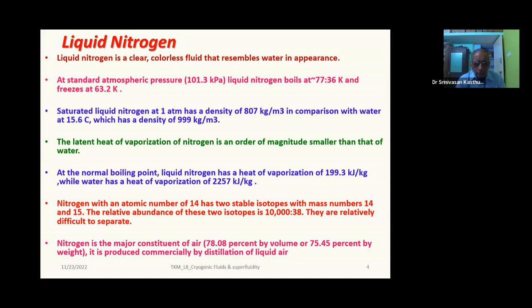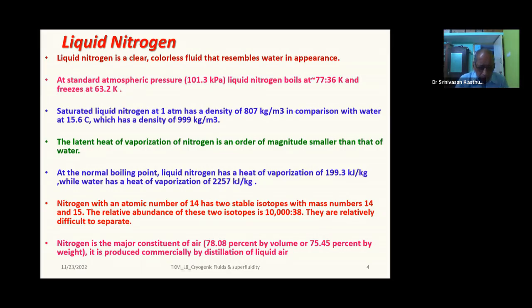Nitrogen has an atomic number of 7 and two stable isotopes with mass numbers 14 and 15. The relative abundance between the two is 10,000 to 38. So 14 is very large compared to the other component, which is only 38. They are relatively difficult to separate. Nitrogen always exists as a molecule. Please understand, you always have N2, not N.